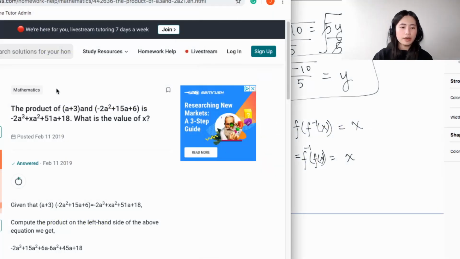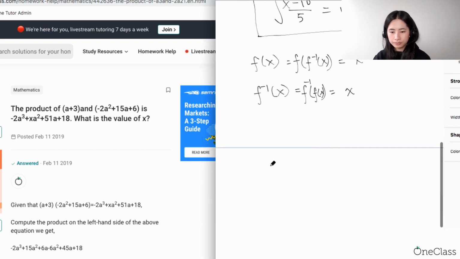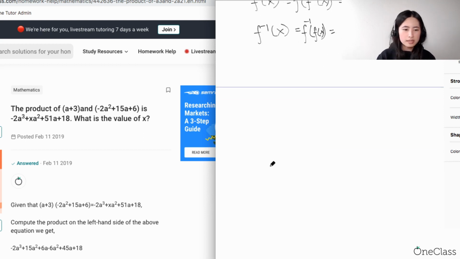It says the product of a plus 3 and negative 2a squared plus 15a plus 6 is negative 2a cubed plus xa squared plus 51a plus 18. And now we want to find the value of x. So, as you can see, they're specifying that we have a product, right?